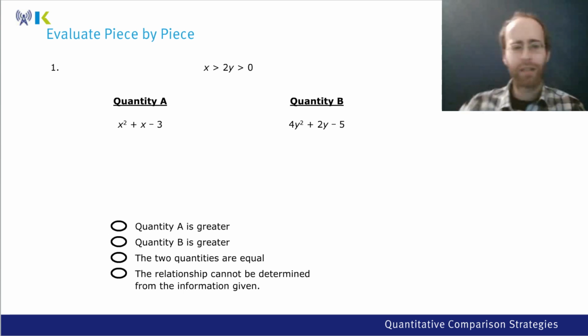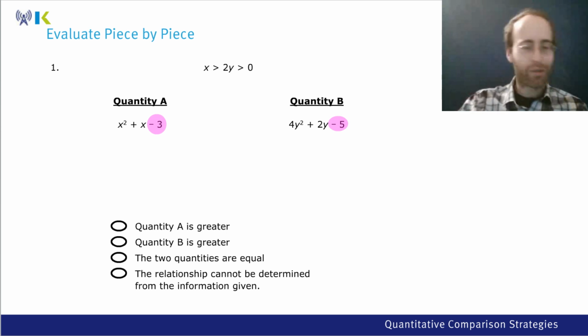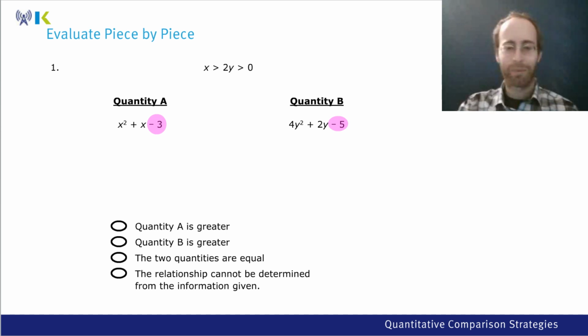So here we go. In this quantity, we have a -3, quantity A, and in quantity B, we have a -5. All right, a little bit of review of negative numbers here. Which is bigger, -3 or -5?